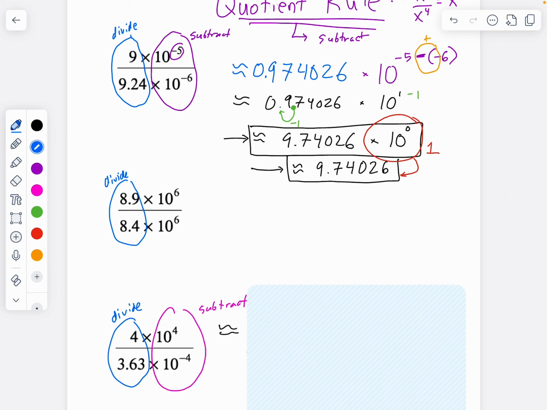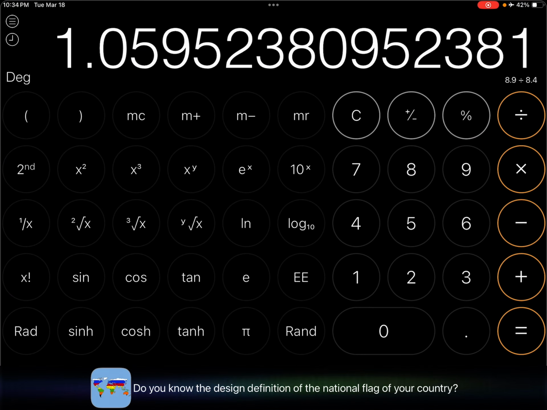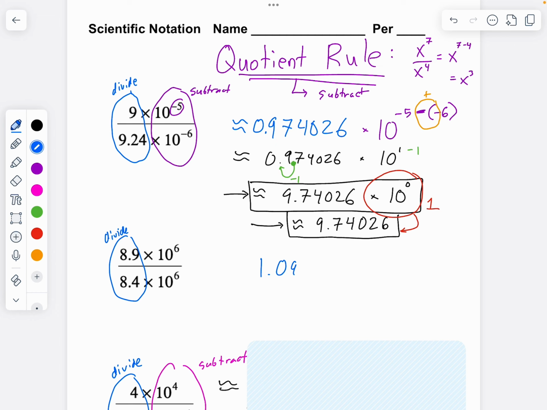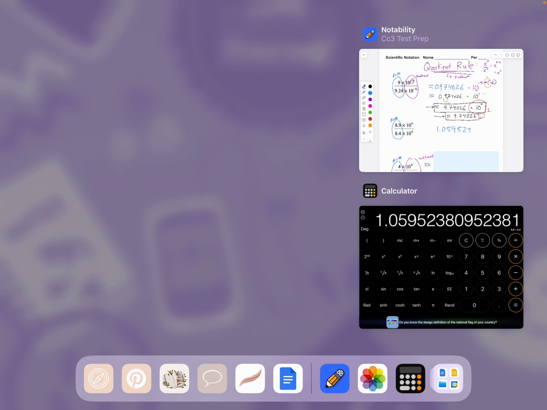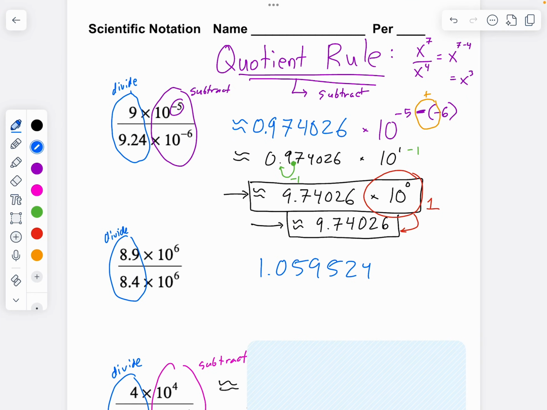1.059524. Let me memorize that. I think I got it. Oh, I already forgot. 524. 1.059524. Did I do that correctly? Yes, I did. Let's go. Okay, that's still approximate.